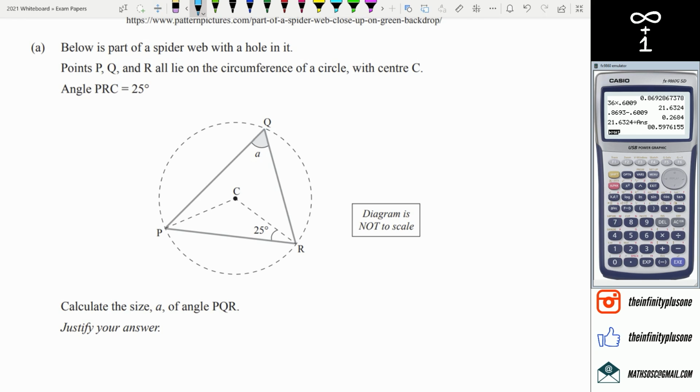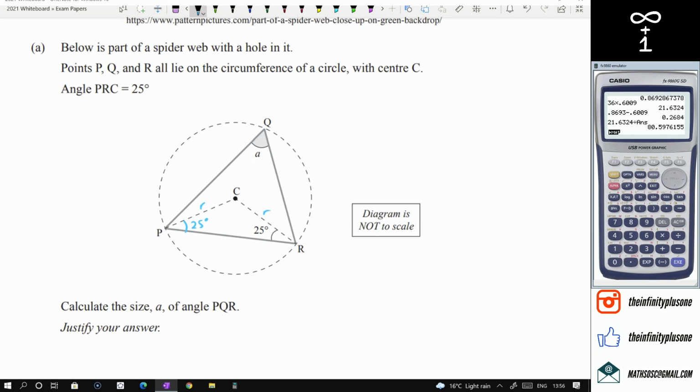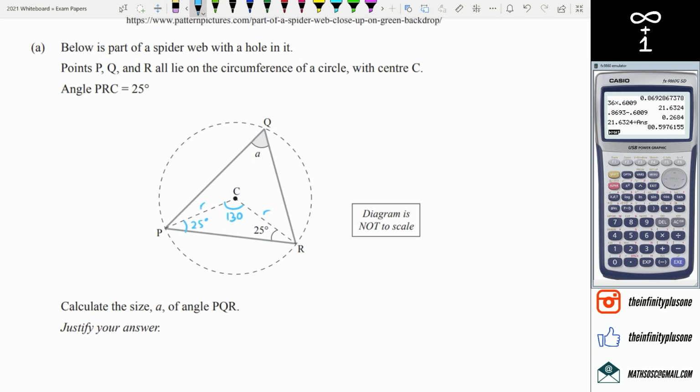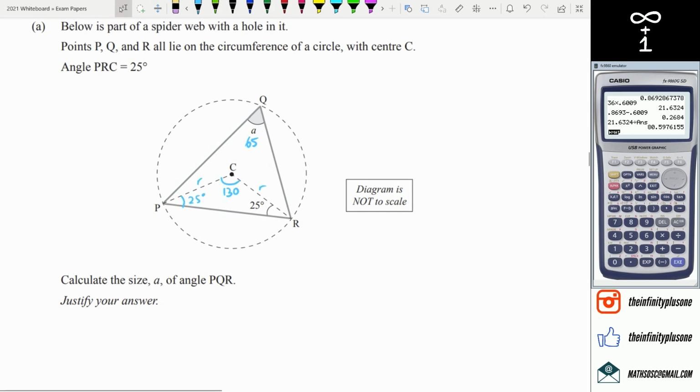Because this angle here is 25 degrees, I know that this one here is going to be 25 degrees because it's an isosceles triangle, because that's a radius. We've got 25 and 25, that makes 50, which means the inside angle here is going to be 130. And if that's 130, A is going to be half of that, because the angle at the center is twice that at the circumference and so on. So you can see that A is equal to 65 degrees.